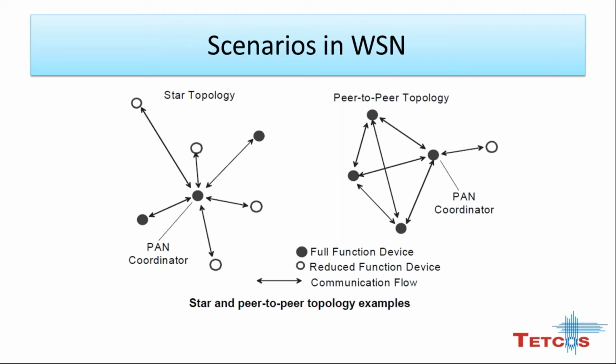This is about scenarios in wireless sensor network, which are of two types. First is star topology, in which the PAN coordinator, or we can say FFD, is centrally connected to other FFDs and RFDs in the network. Then second is peer-to-peer topology, where the PAN coordinator, or we can say FFD, is connected to other FFDs and RFDs in the network in a peer-to-peer manner. You can see in the figure also.